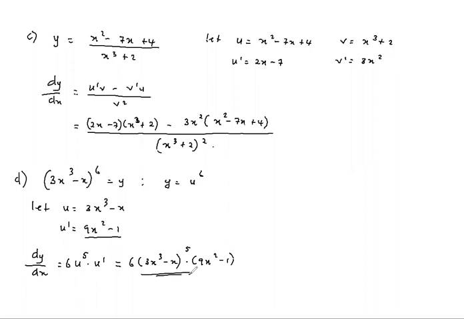So E, you combine the chain rule and the quotient rule, and you must make sure that you get it. Question 9.